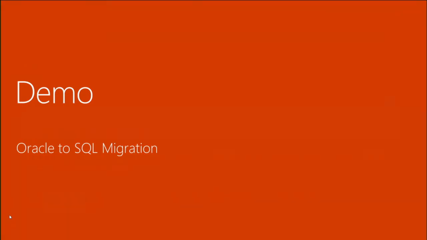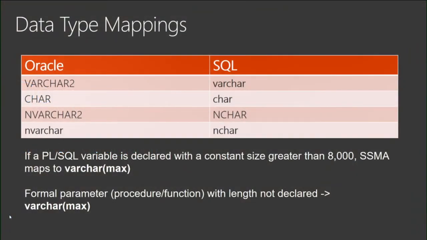Now, next is varchar. Varchar2 and character data and varchar, they all map pretty well with SQL here. But two things to note, which I've put down as a note there. If a PL/SQL variable is declared with a constant size greater than 8,000, SSMA maps it to varchar max. That's one thing. The other one is formal parameter. If you have a stored procedure which takes varchar as an input parameter and does not specify a length, then SSMA would convert it again to varchar max.